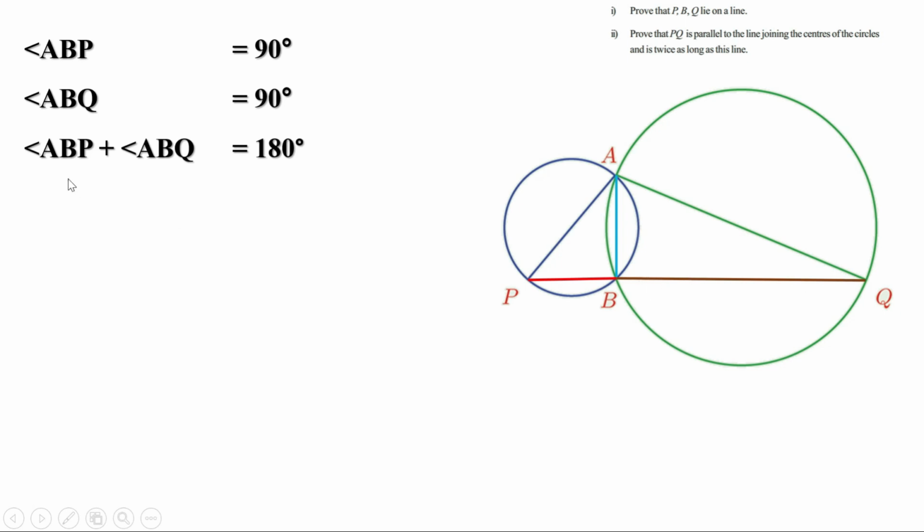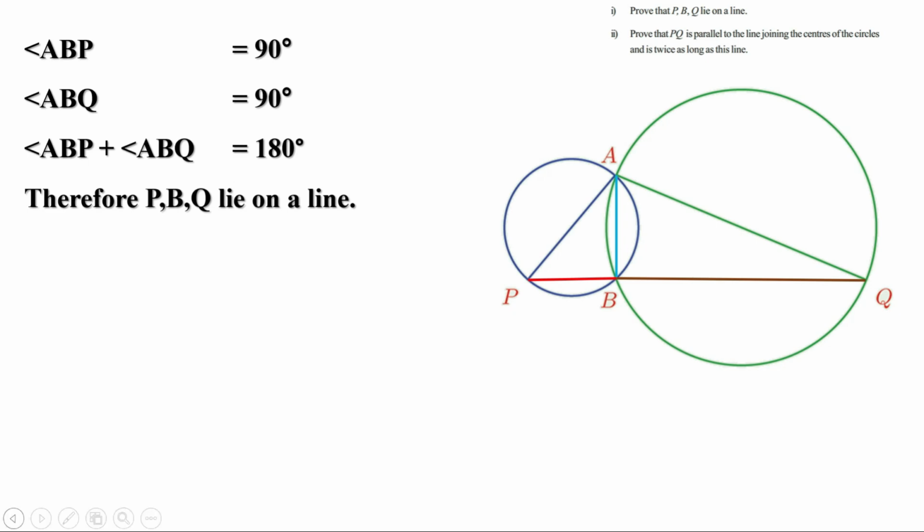And we have seen that angle ABP plus angle ABQ equal to 180 degrees. That means the angle between PB and BQ is 180 degrees. Therefore, the points P, B and Q lie on a line.